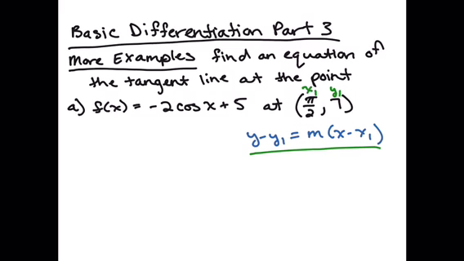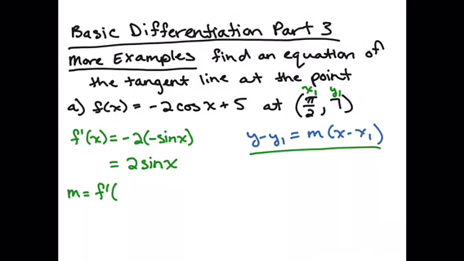Now we need the slope, which we get from finding the derivative. The derivative of -2 cosine x is -2 times negative sine x plus 0, because the derivative of 5 is 0. So we get +2 sine x. If we want the slope, we need to evaluate this at our x value, which is pi over 2. So we get 2 sine of pi over 2, and sine of pi over 2 is just 1, so our slope is 2.